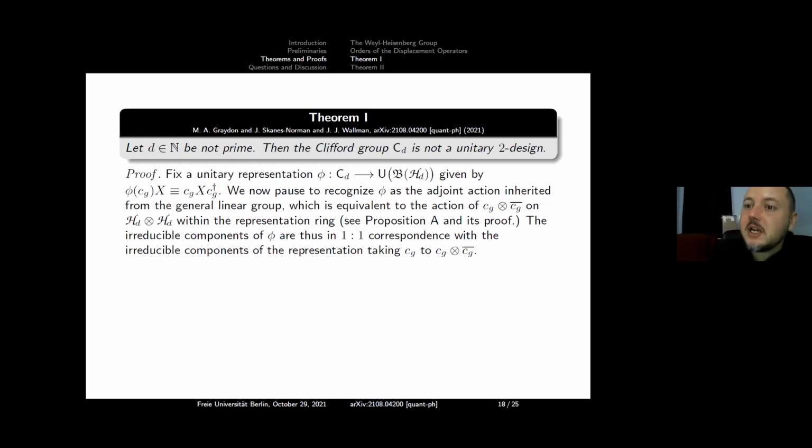What does this mean? It means that the irreps of phi are in 1, and 1 corresponds with the irreps of the conjugate tensor square. Okay.